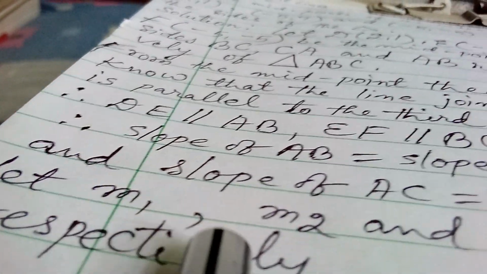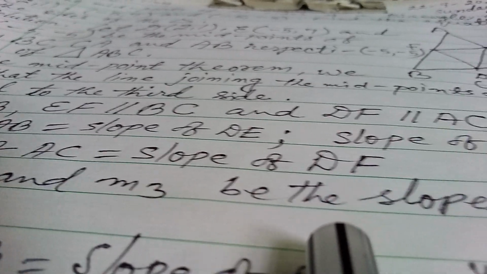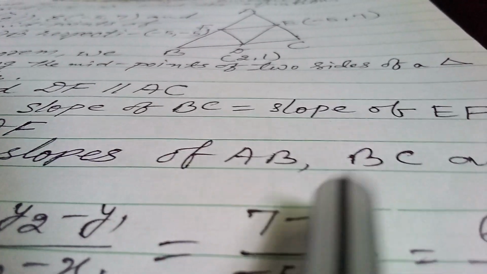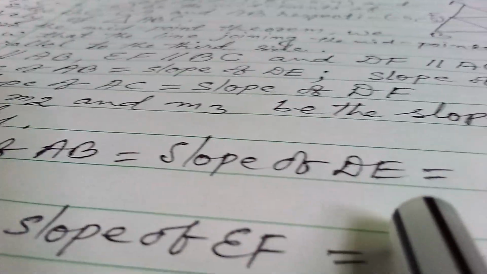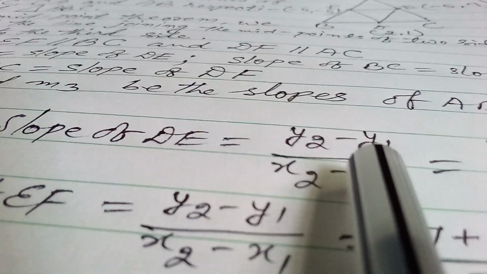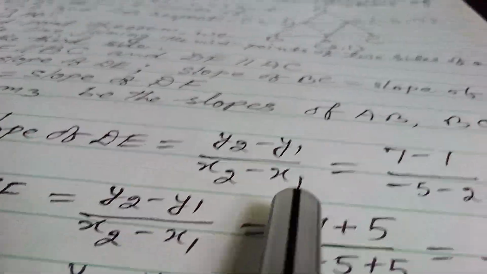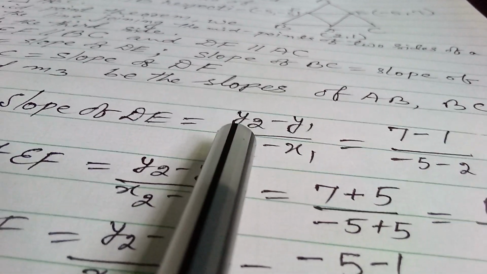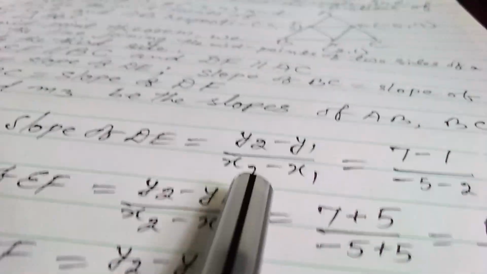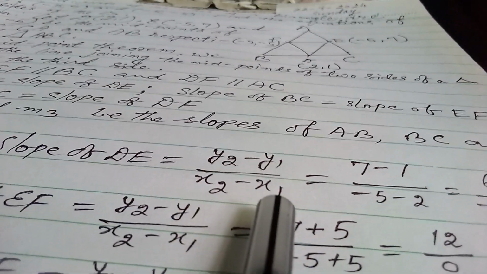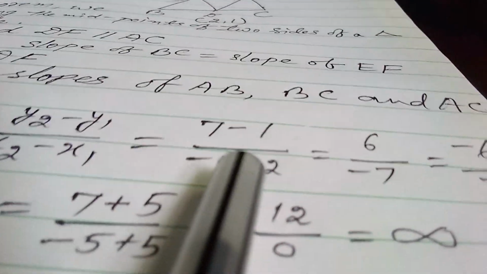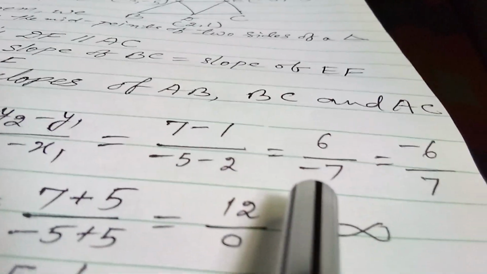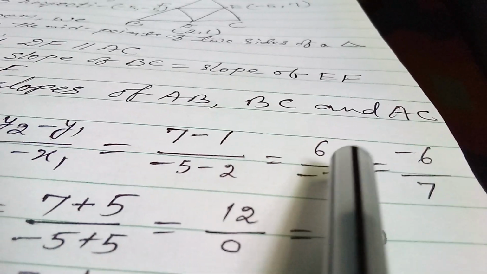Now let M1, M2 and M3 be the slopes of AB, BC and AC respectively. So M1 equals slope of AB equals slope of DE, that is equal to (y2 minus y1) by (x2 minus x1), that is differences of the ordinates by differences of the abscissa, that is equal to (7 minus 1) by (-5 minus 2), and that's equal to 6 by -7, and denominator is never kept negative, so it is -6 by 7.